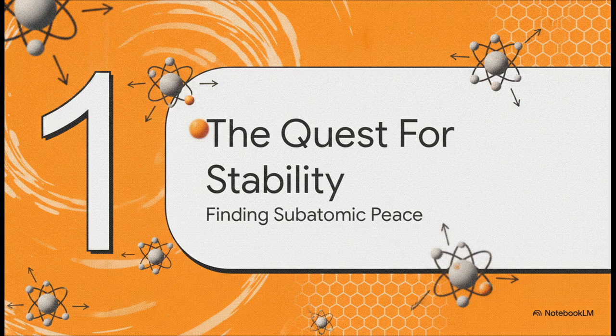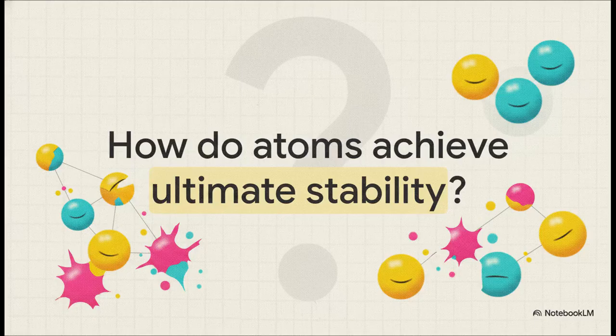All right, part one, the quest for stability. Because honestly, before we can even talk about how atoms bond, we need to ask why they even bother in the first place, right? So, how exactly do atoms achieve this ultimate stability? Well, in chemistry, stability basically means having a totally full outermost electron shell. We call this the noble gas configuration.